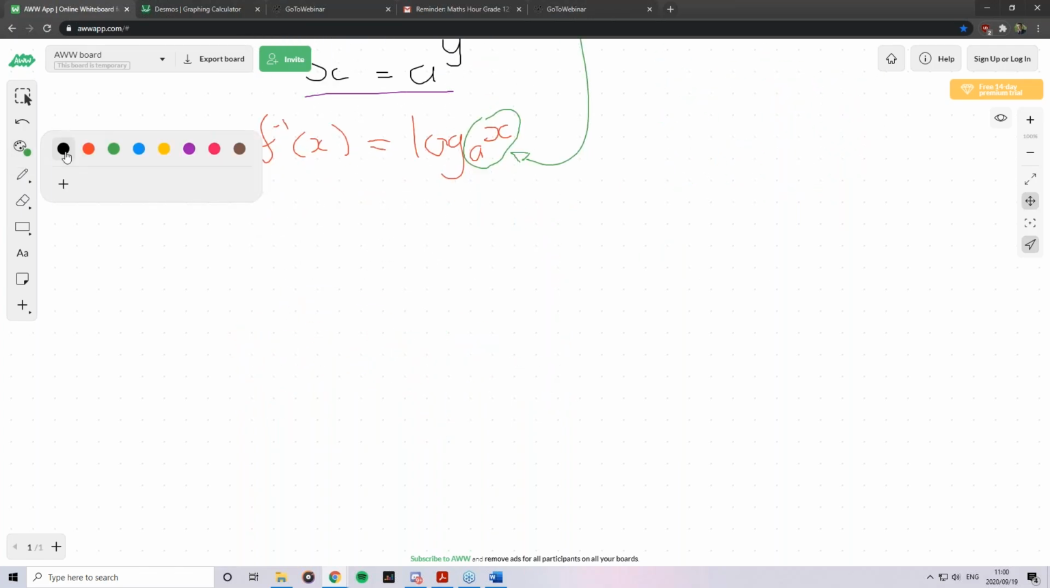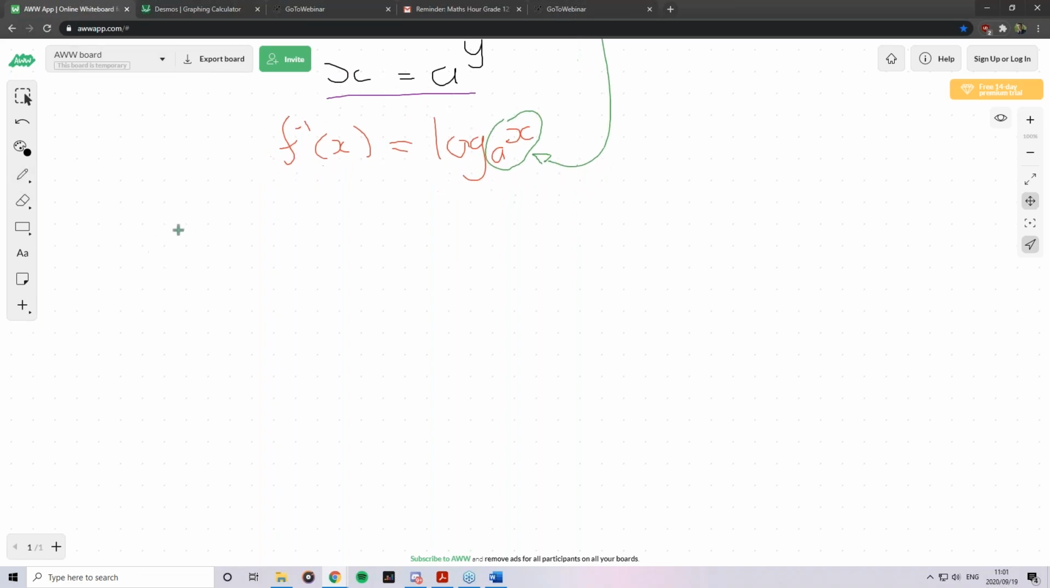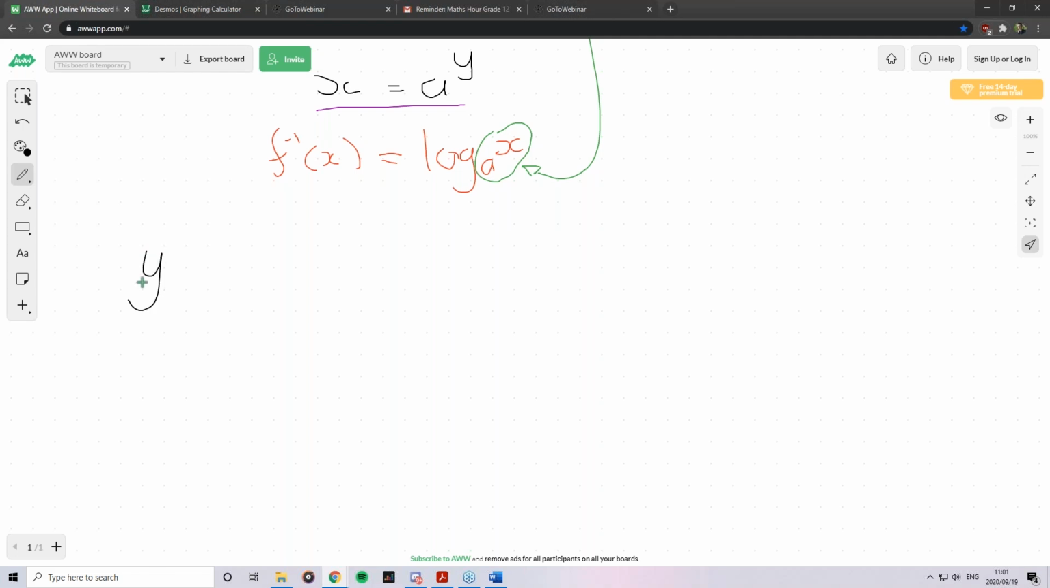Let's carry on then. So let's give a bit of an example. Let's say I have y is equal to 3 to the power of x. This is my f. My inverse is just log base 3 of x.